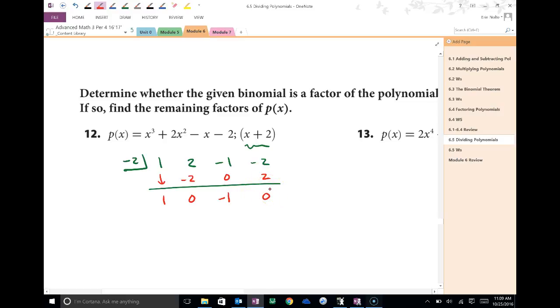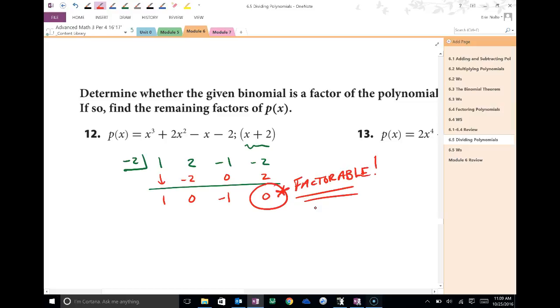Okay, now, when you're factoring, that last number is incredibly important. So the last number is the remainder. The only time a function is factorable is if you have a remainder of 0. So this is very important. This means our function is factorable. Okay, remainder of 0.